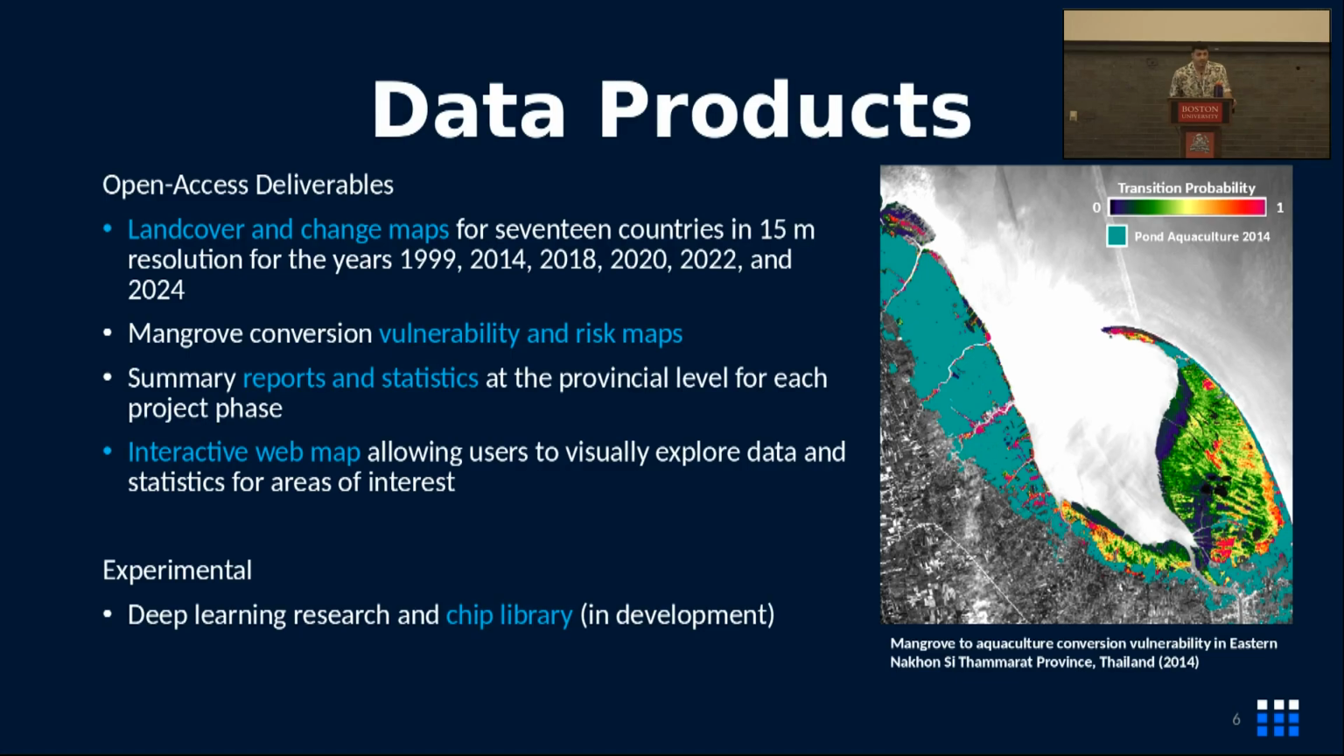This just shows the data products we've been able to make out of this. We have our land cover maps, as I've mentioned. We also do change maps, and we also do projects that utilize the data to do different types of modeling. So things like risk assessments, vulnerability maps, and we also have experimental things like deep learning chip libraries that we've been developing.